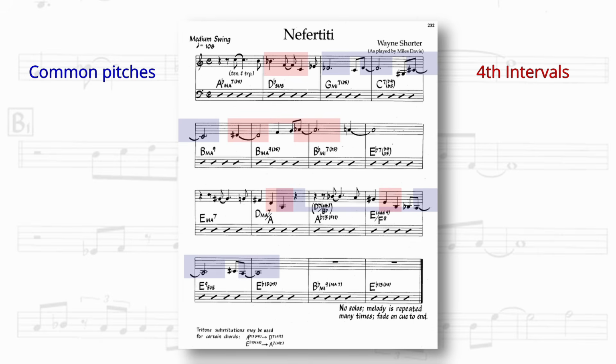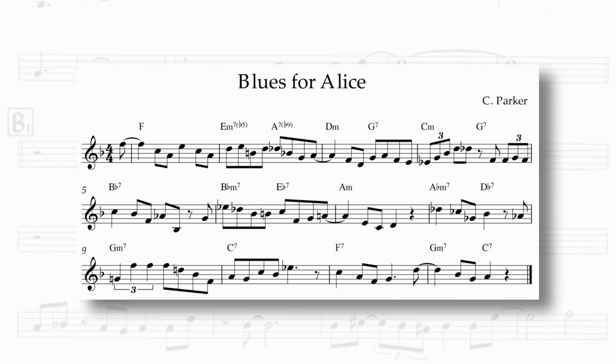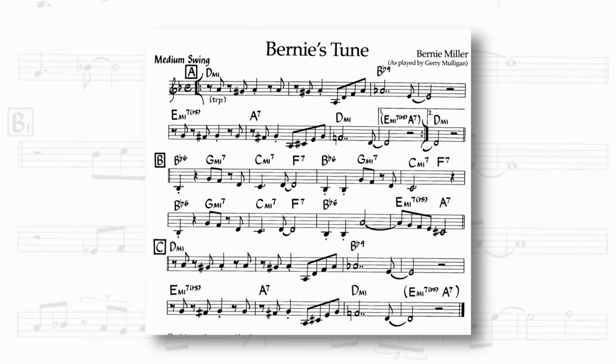For comparison, let's have a look at some older standards now. Here is Blues for Alice by Charlie Parker. Look how many arpeggios there are, and the melody is really idiomatic and nice to play on the alto sax. And here is Bernie's Tune by Bernie Miller. In the A sections, the arpeggios outline the harmony, and the approach tones embellish it. And there's nothing wrong with this, it's just part of the style.